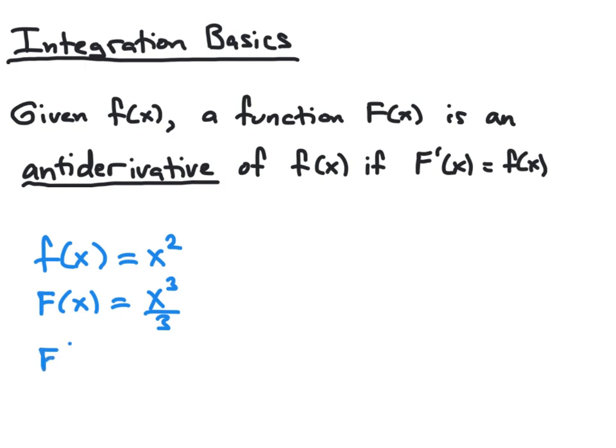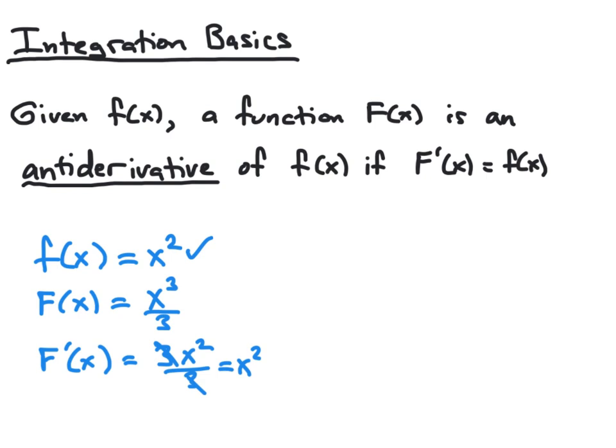We can take the derivative of this function, and applying the power rule, we obtain 3 times x squared divided by 3. And of course, the 3's cancel, and we're left with just x squared, which is our function f of x. Justifying that this is indeed an antiderivative of x squared.